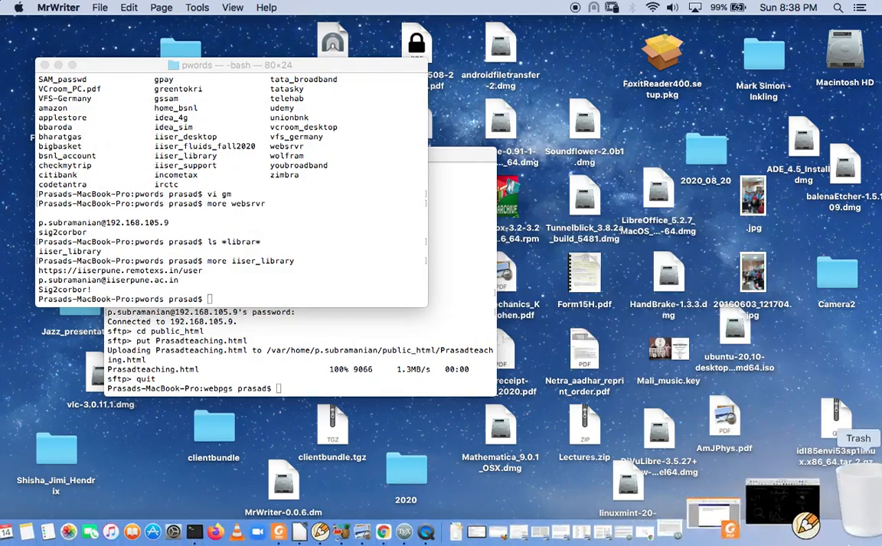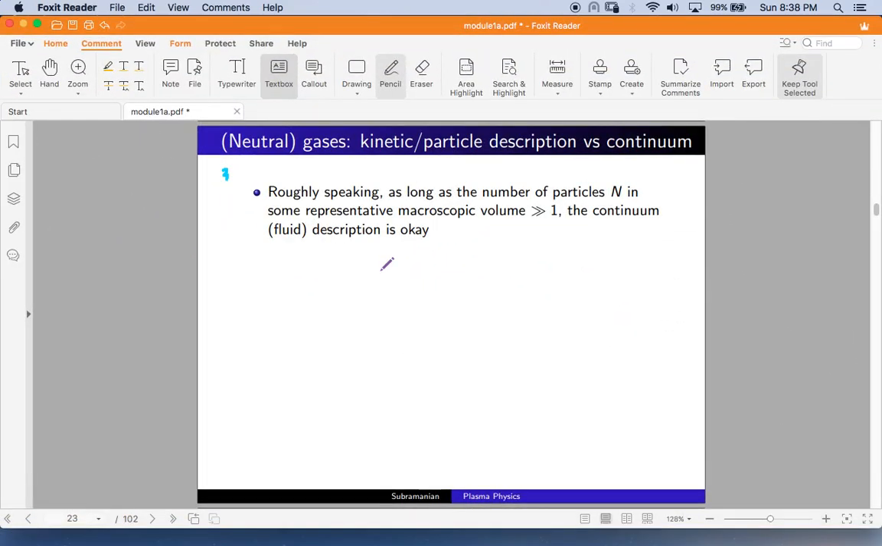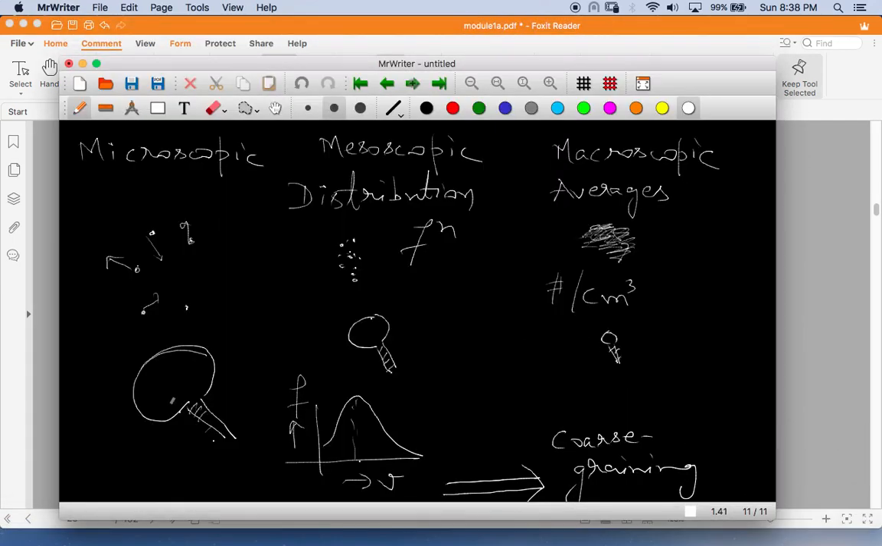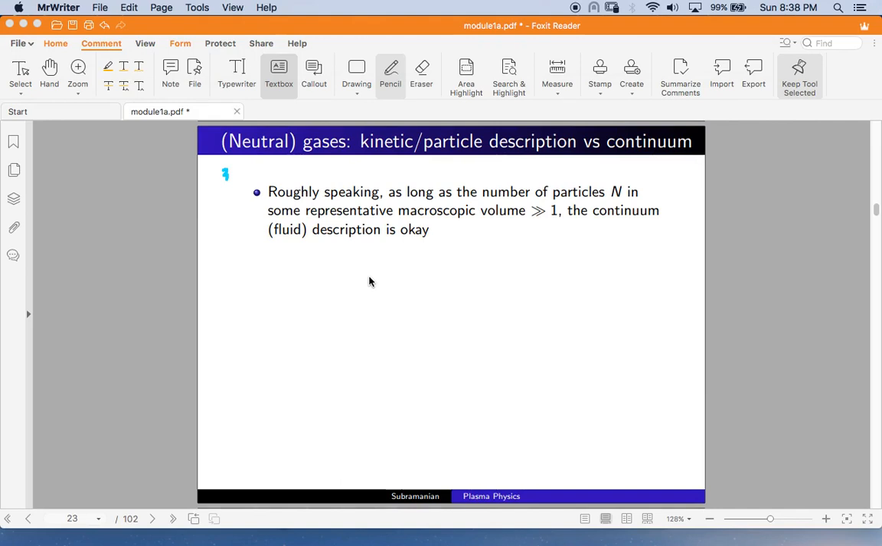And I realize I minimized the wrong thing. So now I call this the kinetic or particle description versus the continuum. Here I'm talking about only the extremes, these two extremes. And roughly speaking, as long as the number of particles in some representative macroscopic volume is much larger than 1, the continuum description is okay. And that kind of makes sense, right?